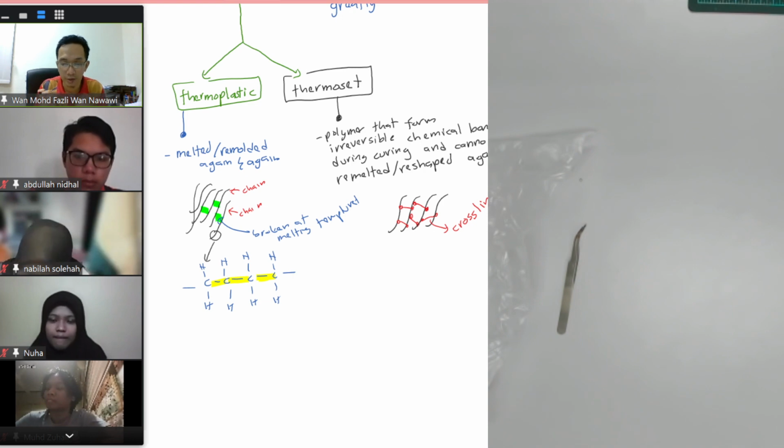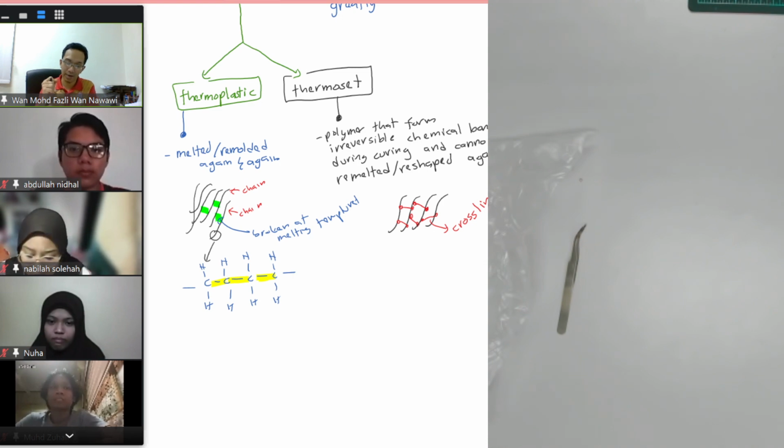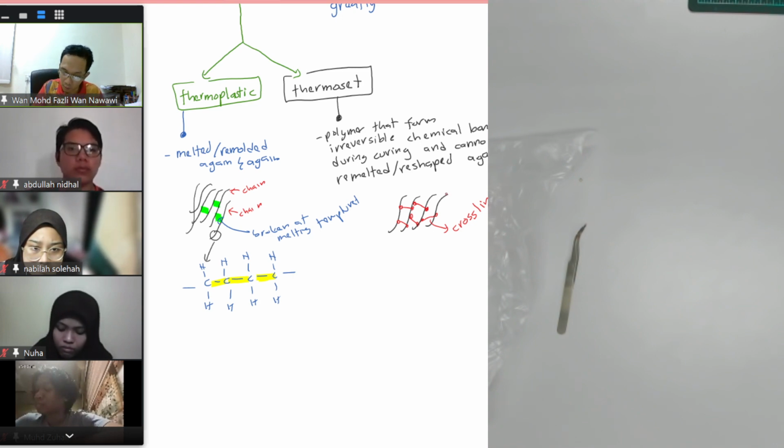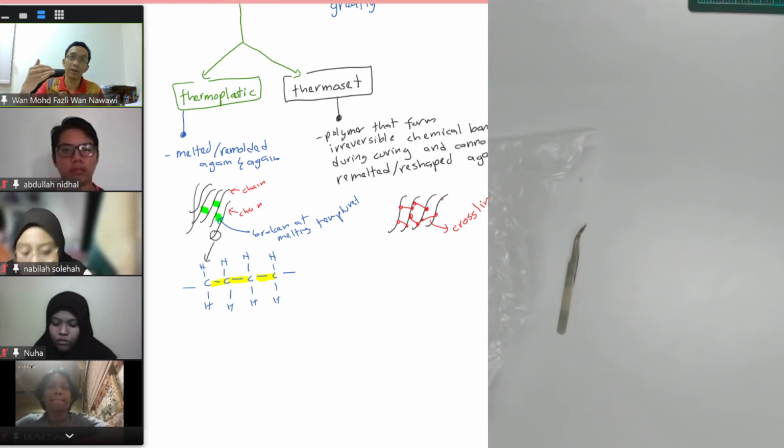Because of this crosslink, it changes the Thermoset's nature, the plastic's nature. So you cannot break this chain. The black backbone of the plastic itself cannot slide over, and you cannot remelt it. If you put heat on it, it will go straight to degradation. It will degrade straight away.